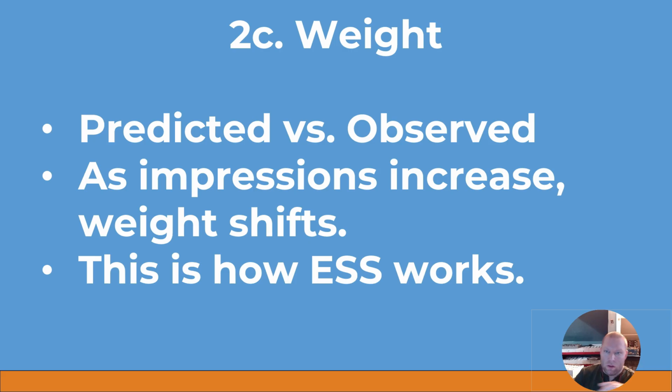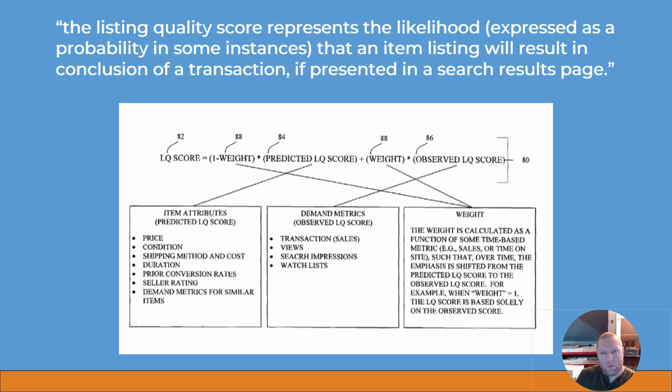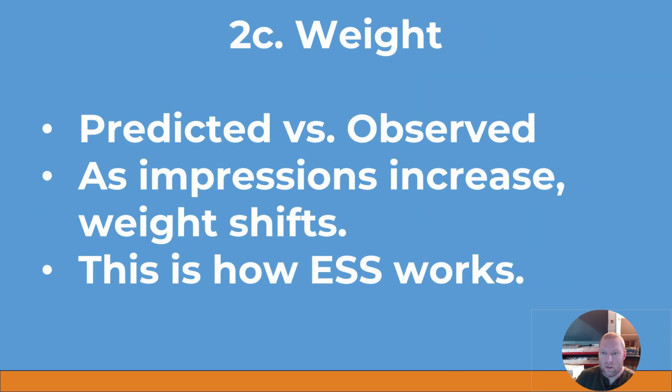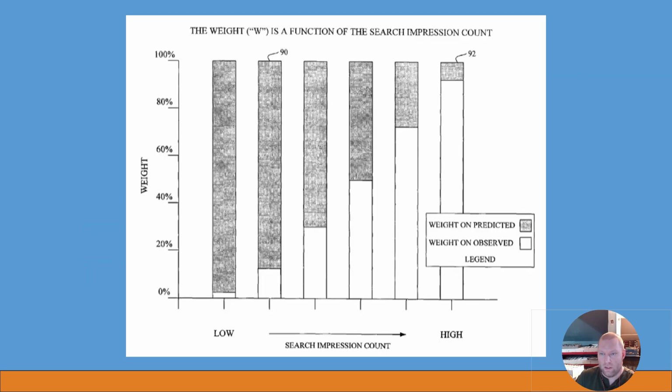All right, this is the fun part where we look at the weightings. So in that formula you saw, let's go back. Where's the formula? All right, here we go. So you see, they're putting these weights into the formula here, and what it's going to do is this. As time progresses, as you get more impressions on your listings, they're going to weigh the observed quality score higher than the predicted quality score.